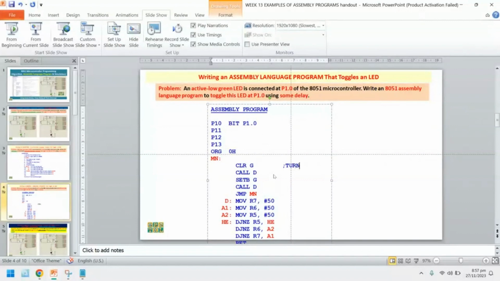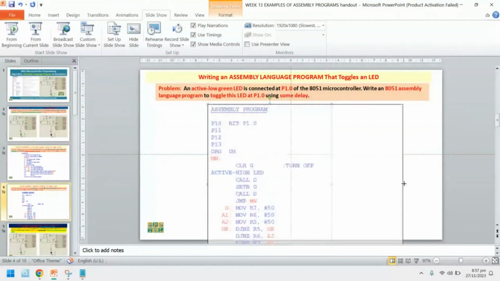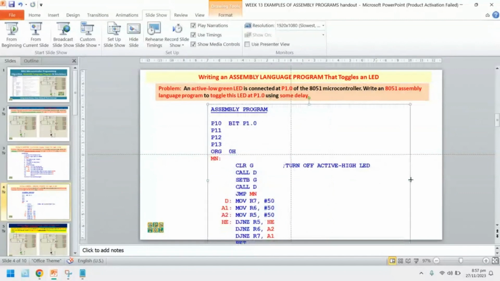Let's say, comment is semicolon. I want you to turn off an active high LED. How will you do that? If you want to turn off an active high LED, what's the solution? Let's say the LED is P10, active high. How will you make it off? Equal 0. Okay?